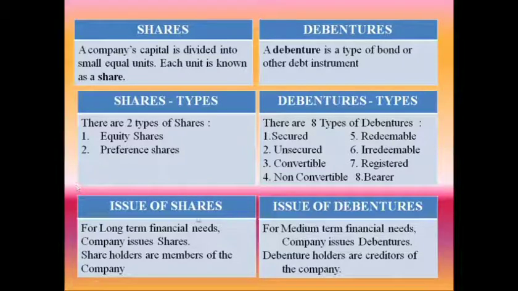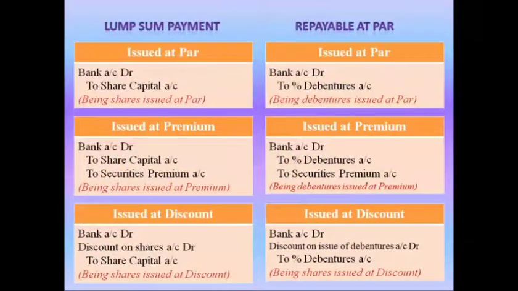Generally, shares are issued for the long-term financial needs of the company and the shareholders are called the members of the company, while debenture holders are called the creditors of the company and debentures are issued for the medium-term financial needs of the company. So moving on to the journal entry part of it, we already know the journal entries for the issue of shares. For lump sum under issue of shares, we use the following journal entry.